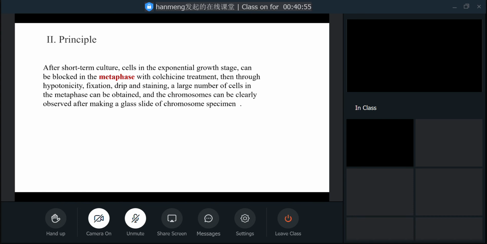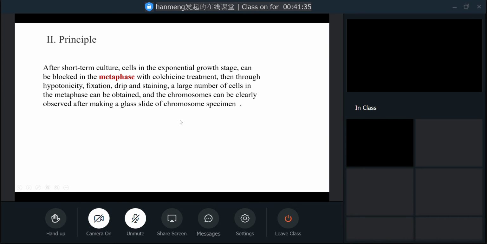To get metaphase cells, we need a chemical reagent, the chromosome. Later, I will show you why this reagent can get metaphase cells. Then, through hypotonicity, fixation, dripping, and staining, a large number of cells in metaphase can be obtained, and the chromosomes can be clearly observed after making a slide of the chromosomes.